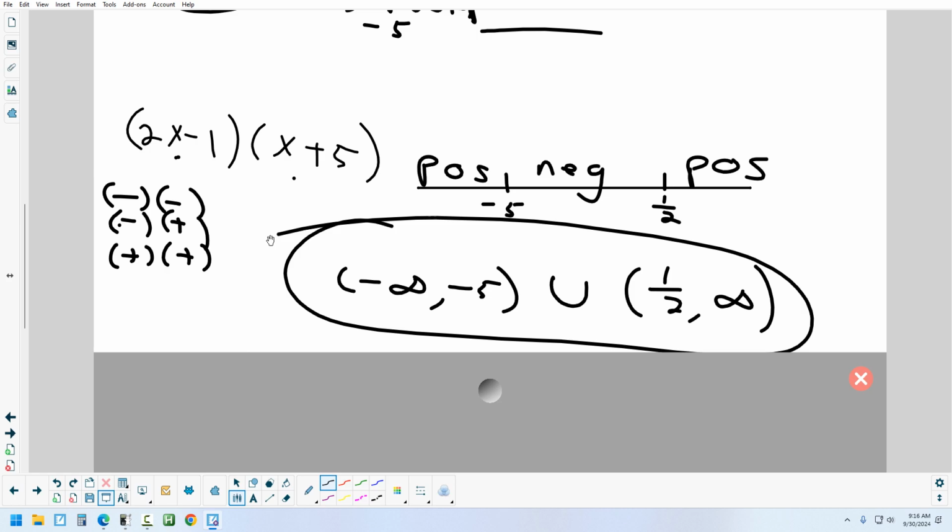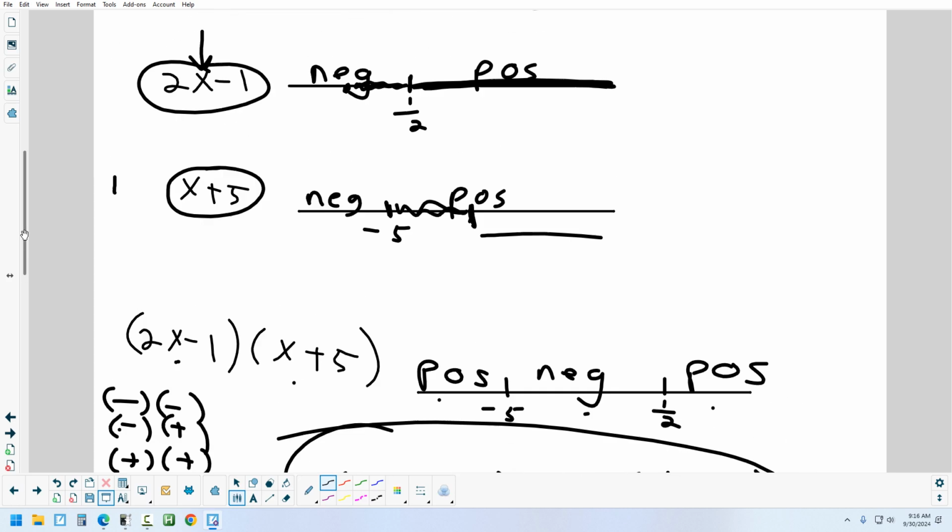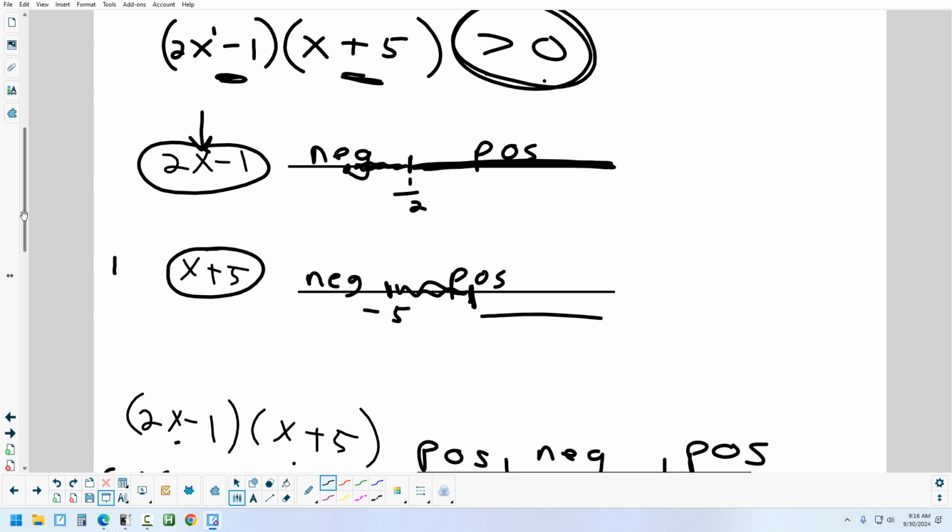So you're still finding the roots, which we talked about a lot last week. Because these are the roots. Once you know the roots, it breaks your number line into sections, and you just have to figure out which sections are positive and which sections are negative. And that's what these individual number lines help you to figure out.